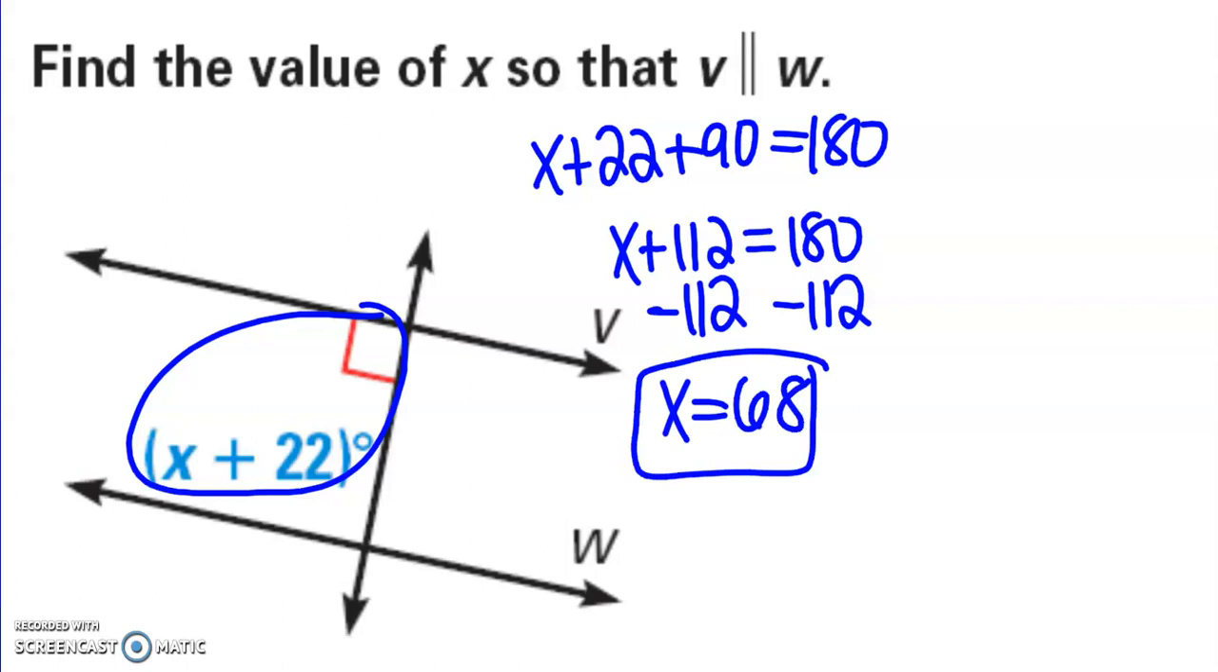So if you plug in 68 here just to check your work, 68 plus 22 is 90. So if this angle is 90 and this angle is 90 and we add them together, they add up to 180 degrees.